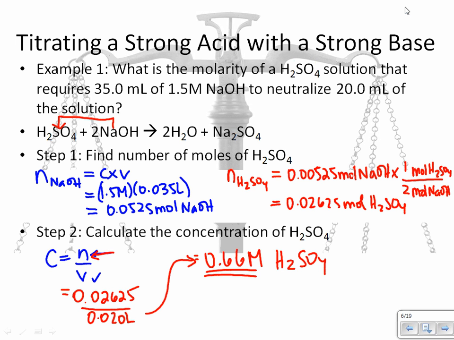That's grade 11. We are going to use some of these same calculations in grade 12, but what we're going to do now is look at what happens when you have a weak acid and a strong base, or a strong acid and a weak base.